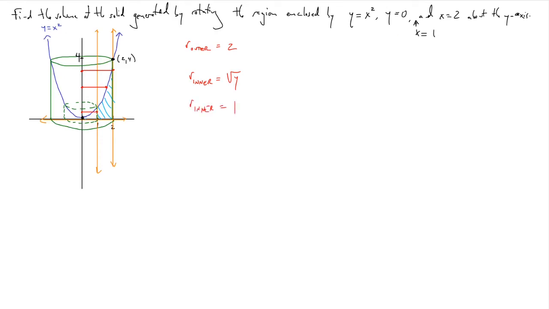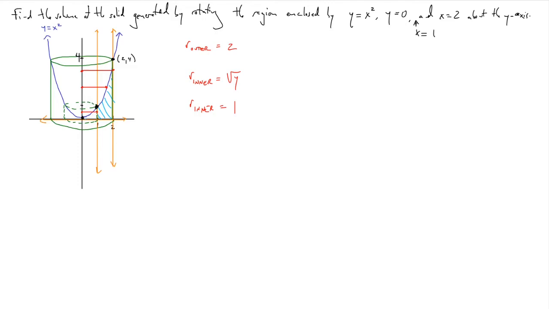And how can we have two different inner radii? Well, we do in this case. We have two different inner radii, and it depends on what value of y you pick. In particular, once you pass this point right here, the inner radius changes. It changes from 1 below that point to square root of y above that point. And so we need to know what is the y value of that point right there.